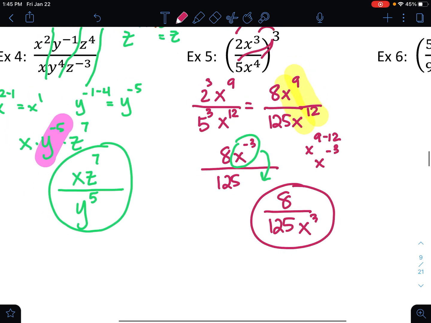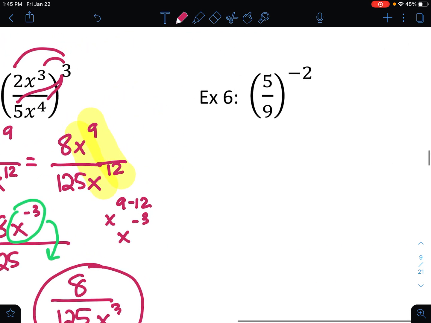Okay. Now, we also could have started by simplifying x to the 3rd over x to the 4th. I could have subtracted those out and started there, but it doesn't really matter. I guess it just takes a while for you to figure out what works for you. Okay, let's keep going. Number 6.